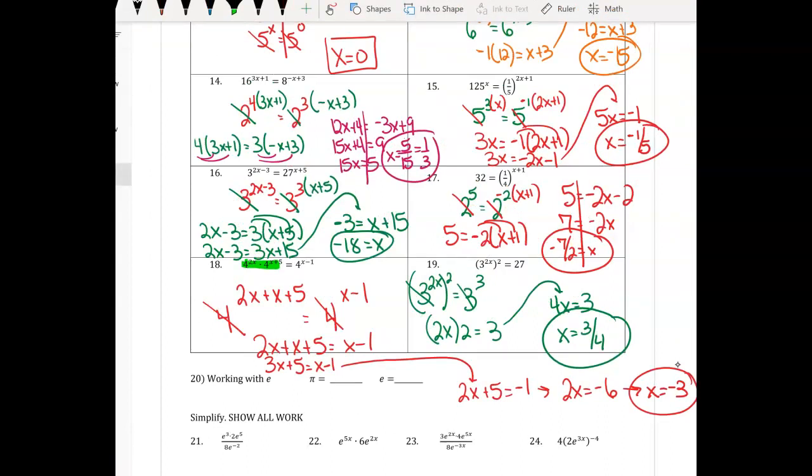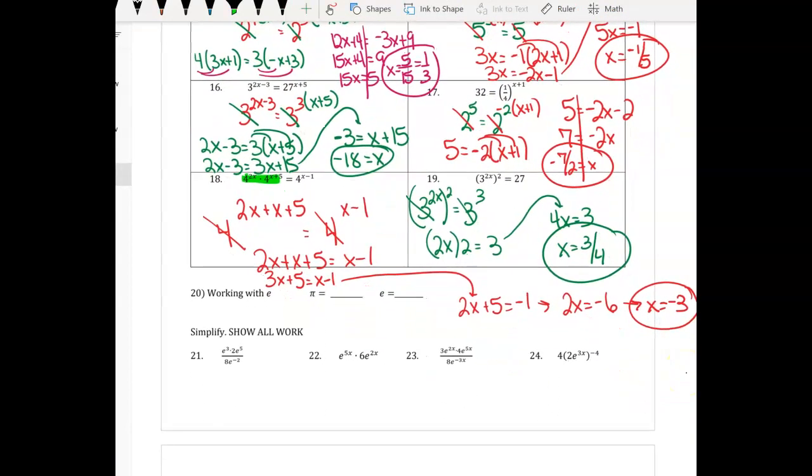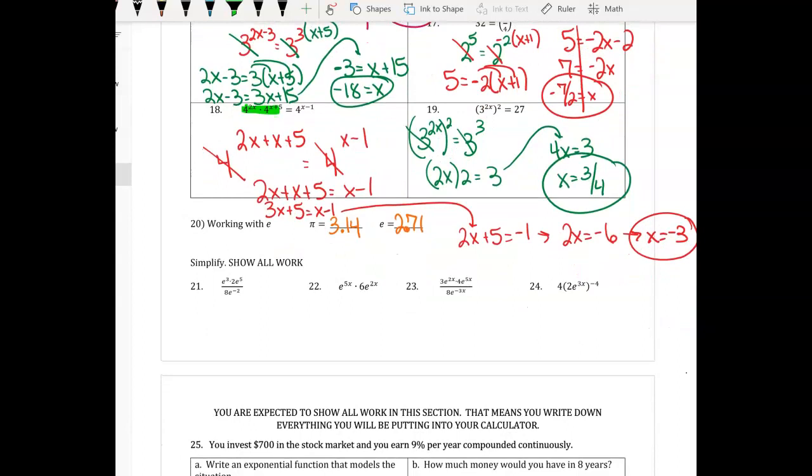All right, just a reminder, working with e is just like working with a number. Pi is 3.14. E is like 2.71. So when we do this stuff, all those things we did with our exponent rules can apply to an e here as well. So this is just about making houses.